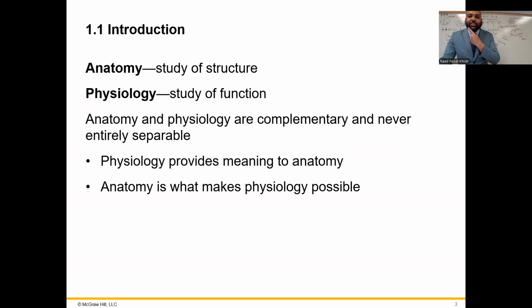So the first lecture, we're going to be defining what is anatomy. So anatomy is the study of the structure.